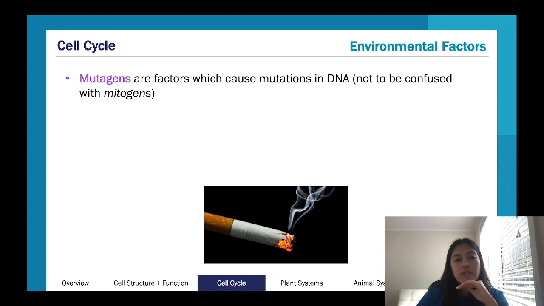Okay, so in terms of the actual definition of our mutagens, basically factors that cause mutations in DNA. Again, think of the word mutagens, so they're leading to mutations. Mitogens lead to mitosis, so just be aware of that.